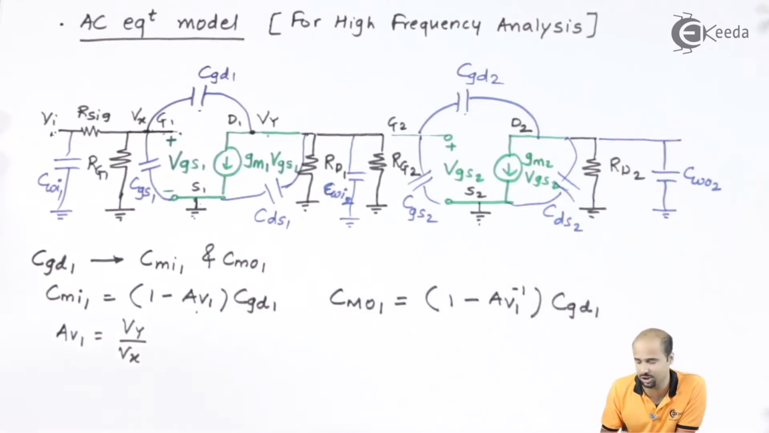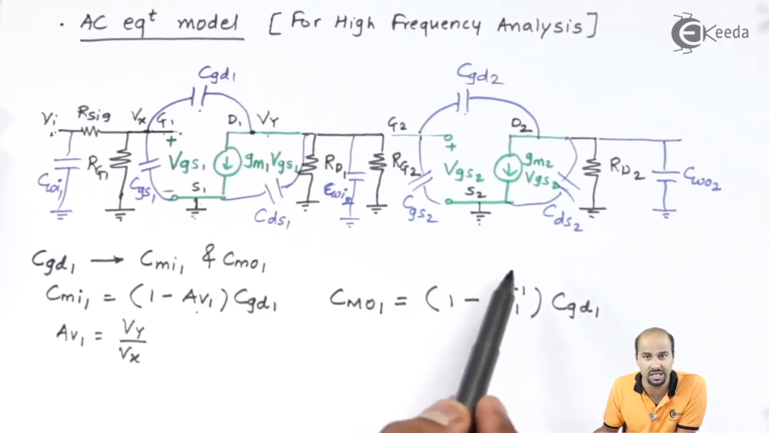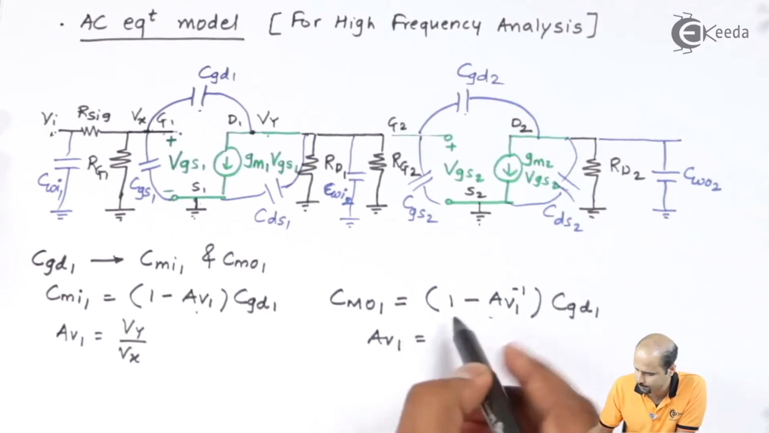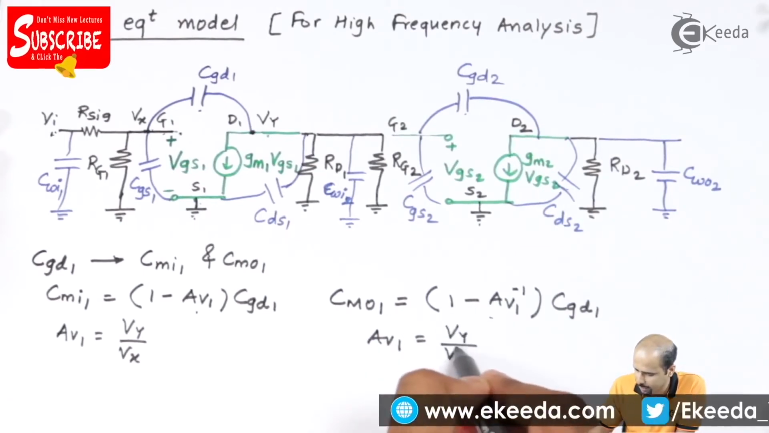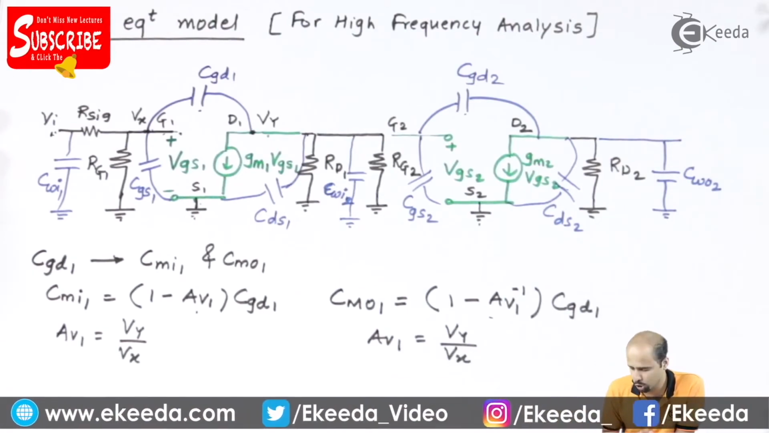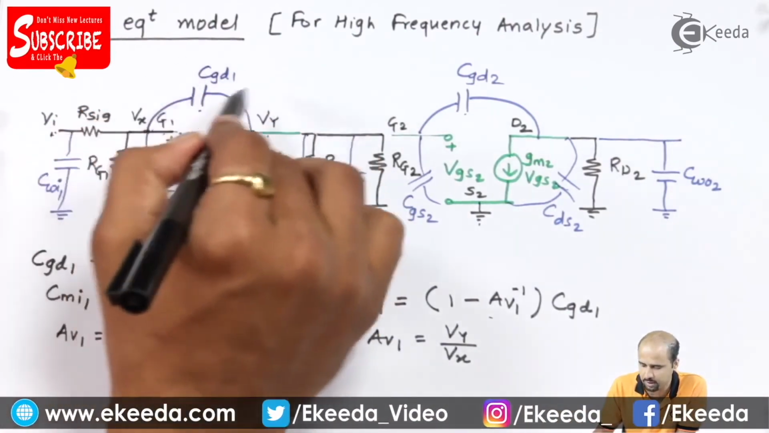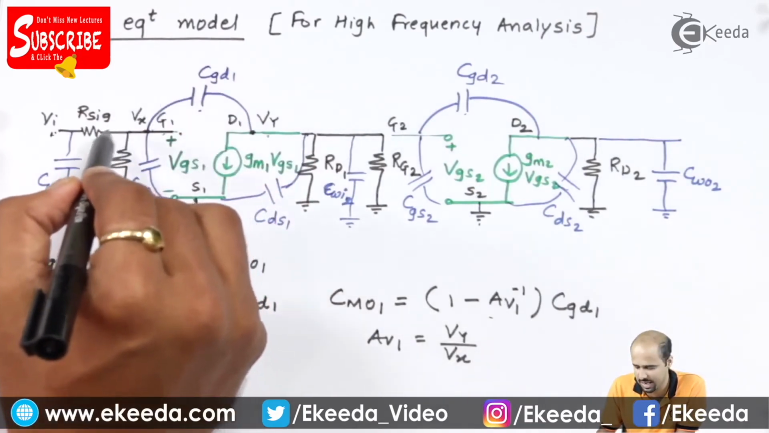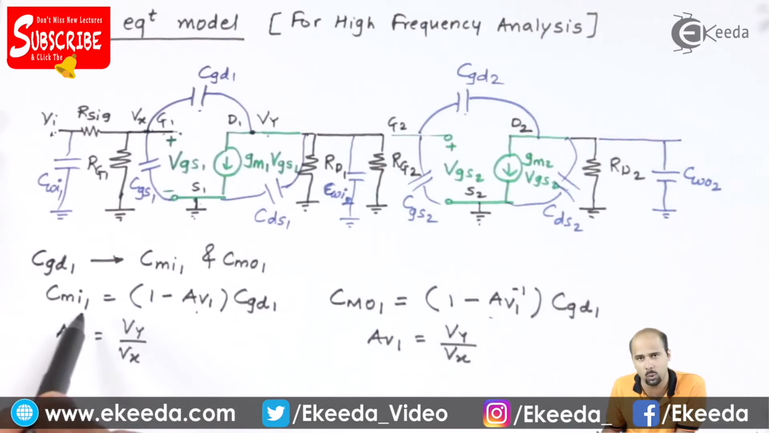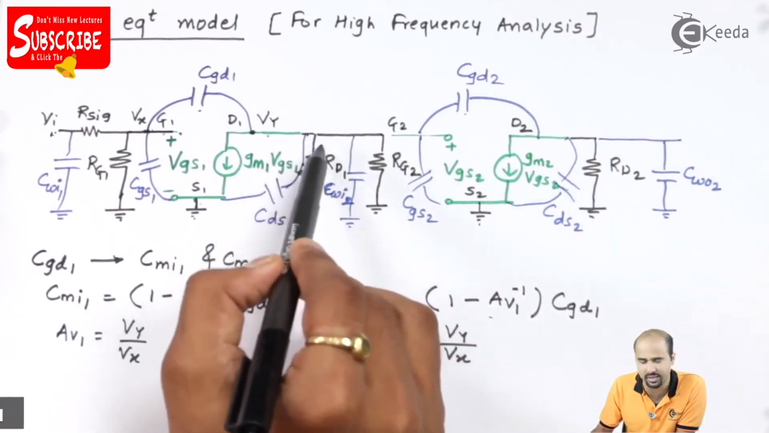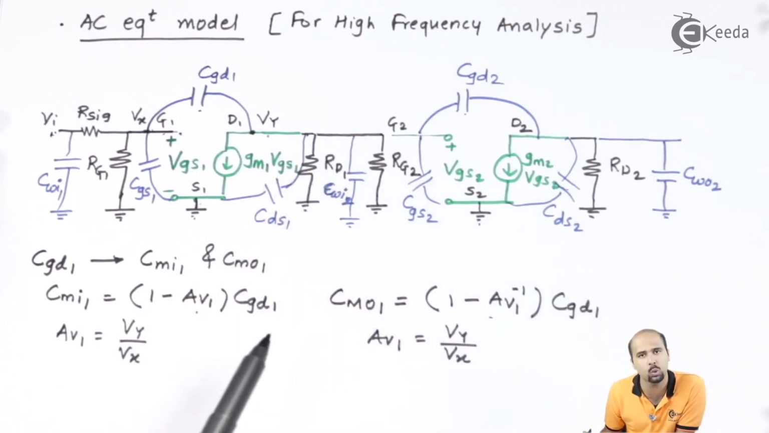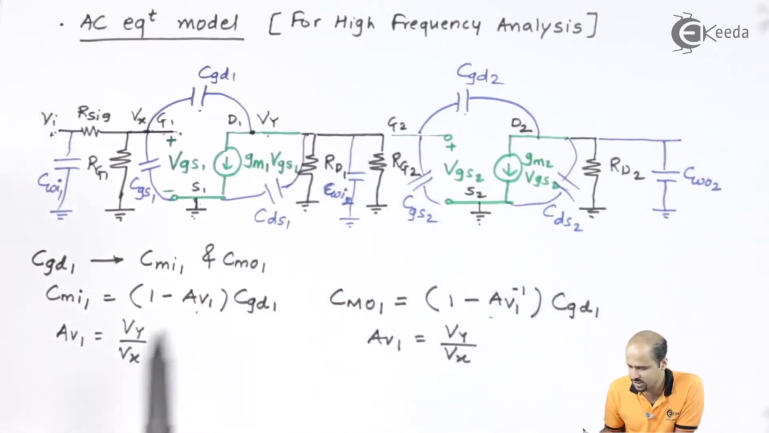Here only one change: instead of AV1, I will have to write the inverse of AV1. Again, AV1 is equal to Vy divided by Vx. So I will cut this part, and instead of that, I will draw another capacitance and name it CMI1. Also at the output side, I will draw another capacitance, that is nothing but CMO1. Very simple, right? Now let's move ahead.